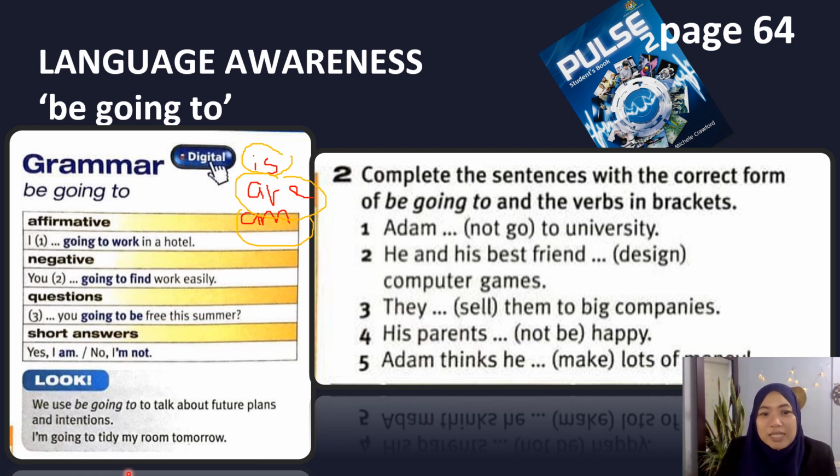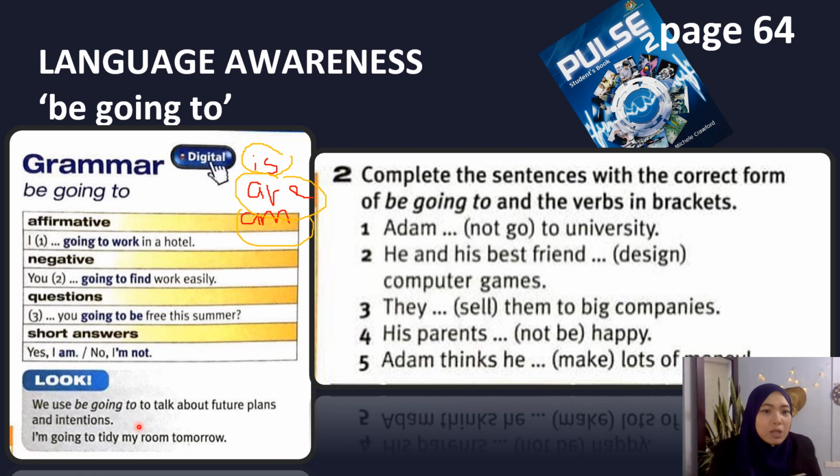Alright, what about short answers? As usual, yes, I am. So you choose am because the word I. No, I'm not. Yes, you are. Good. Yes, they are. So it depends on the pronoun that you're using. Alright, look, we use be going to talk about future plans and intentions. So when do you use it? When you talk about future plans and also your intention. You want to do what?